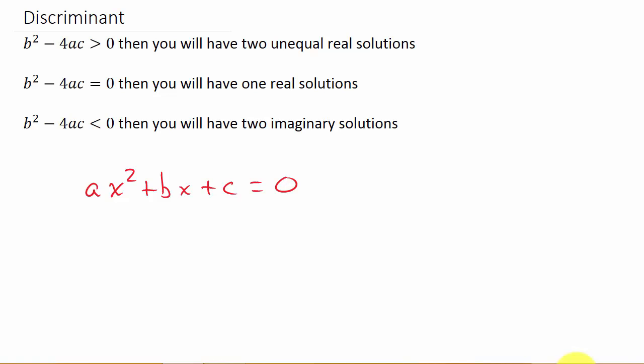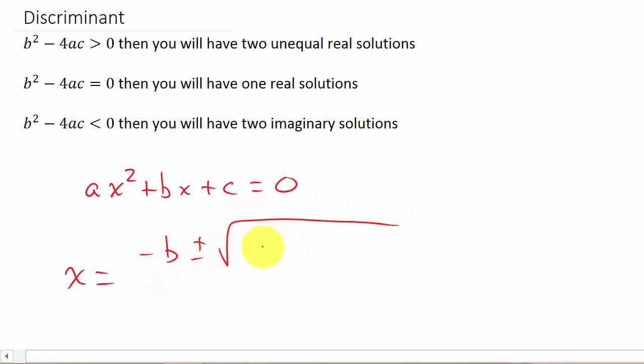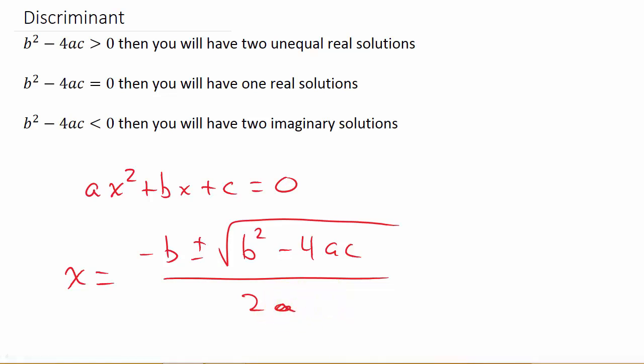Well, you know the quadratic formula: x is equal to negative b plus or minus the square root of b squared minus 4ac all over 2a. So what we do when we're looking for the types of solutions is use the discriminant. That's the part underneath the radical in the quadratic formula.